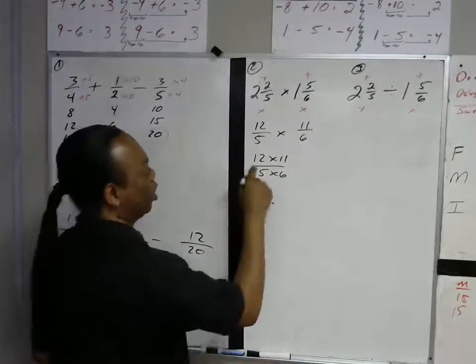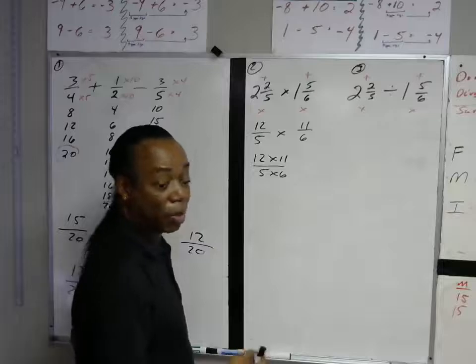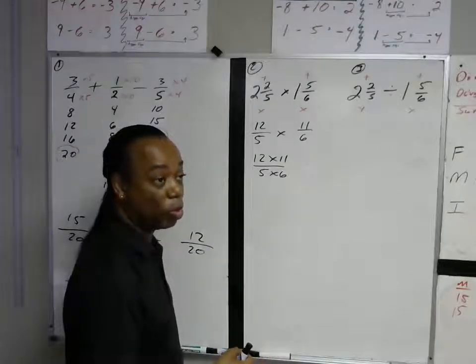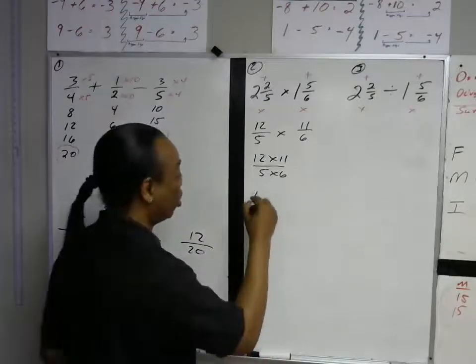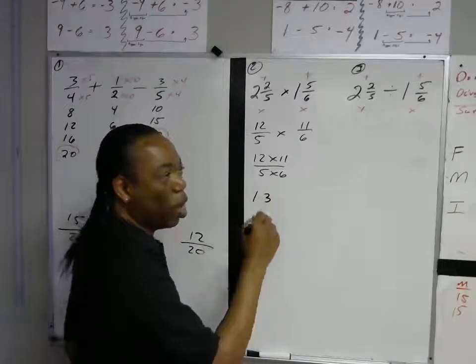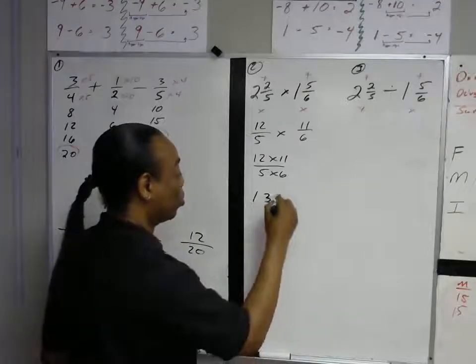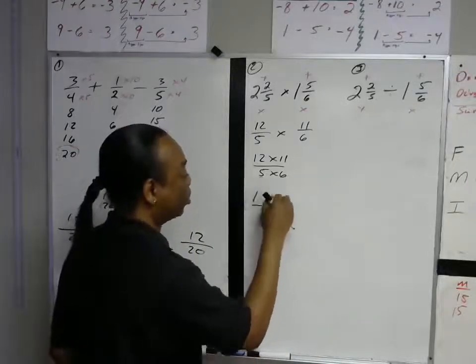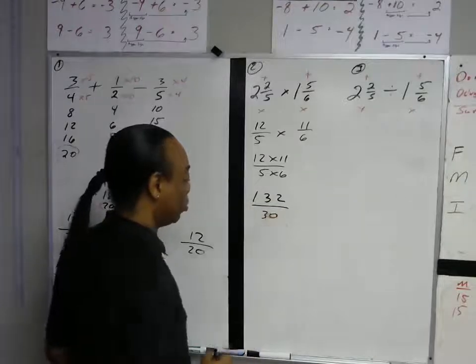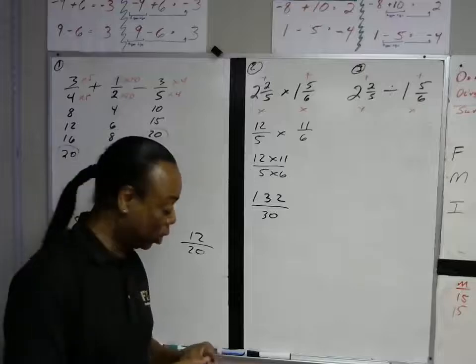So 12 times 11 is the same thing as 11 times 11 plus 1 more 11. So it's 121, plus another 11. So that'll be 132. And 5 times 6, that's going to be 30. Okay. So I know I can divide these both by 6.